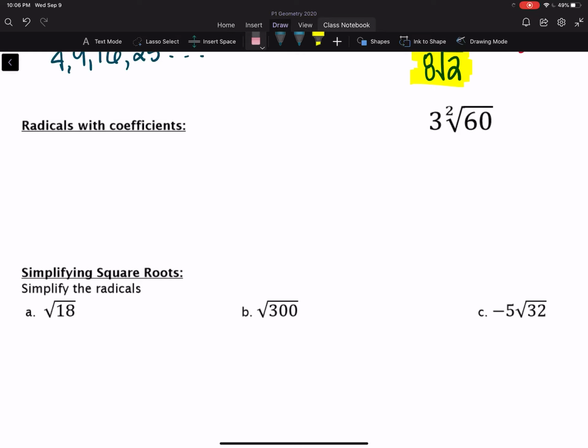The next example I want to look at is problems where I have radicals with coefficients. So remember, coefficients are these numbers that are on the outside of a monomial or of a function. So in this example, 3 is my coefficient here. Okay, and when we have coefficients in our radical, we're going to multiply the coefficient after we've simplified.